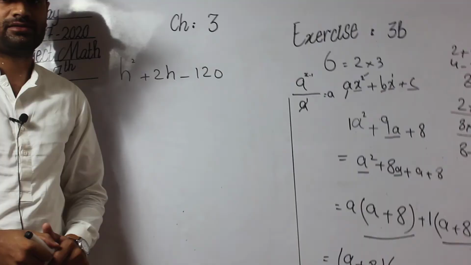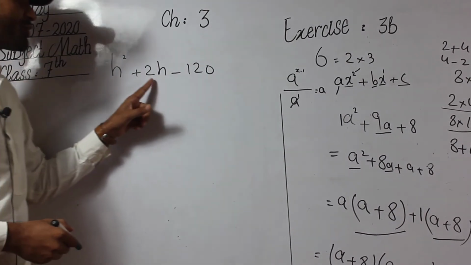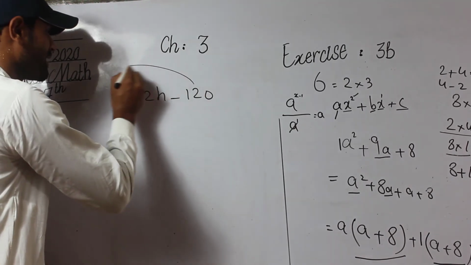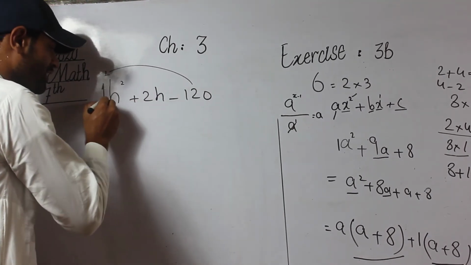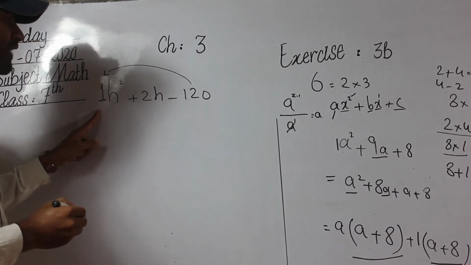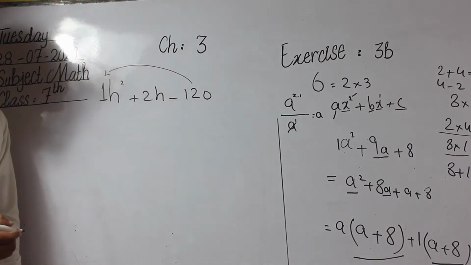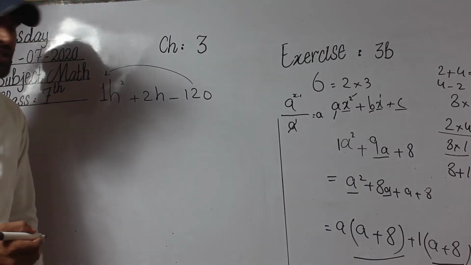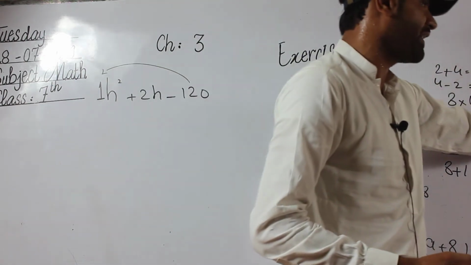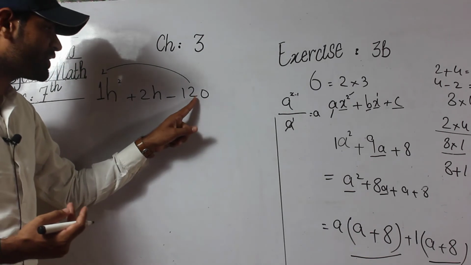Now I take the other part of the exercise, a squared plus 2a minus 120. The first method is to first multiply the constant with the coefficient of the highest power. Its coefficient is 1, so 120 multiplied by 1 gives 120. We need two numbers whose product is 120.